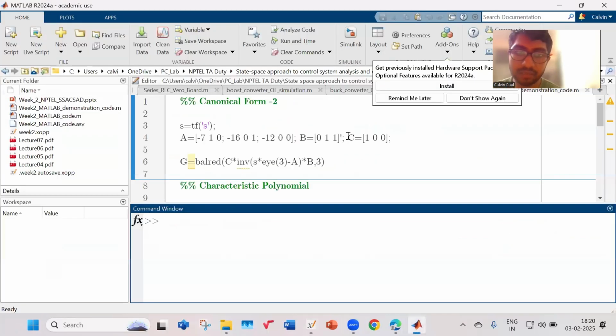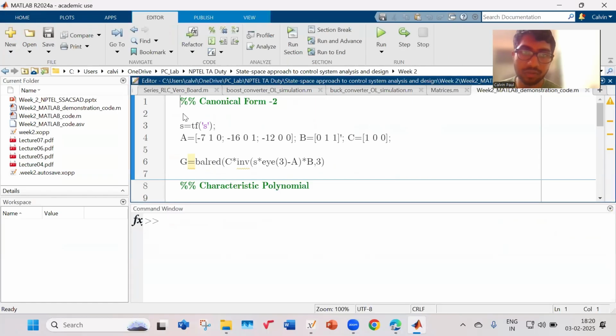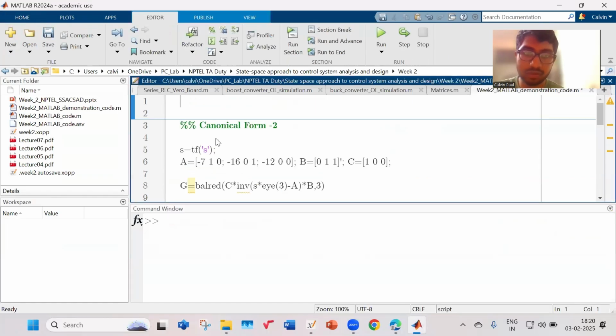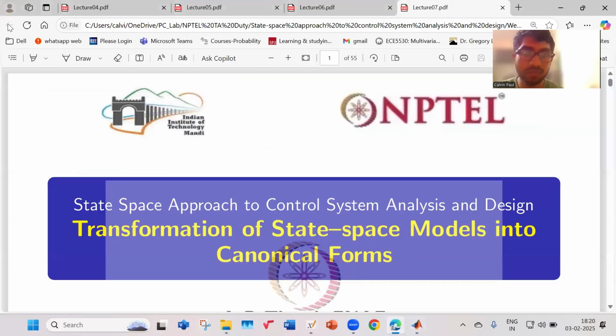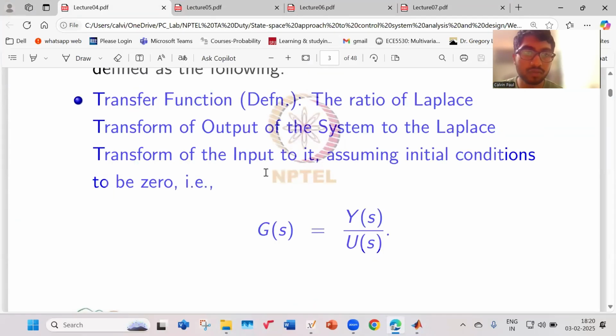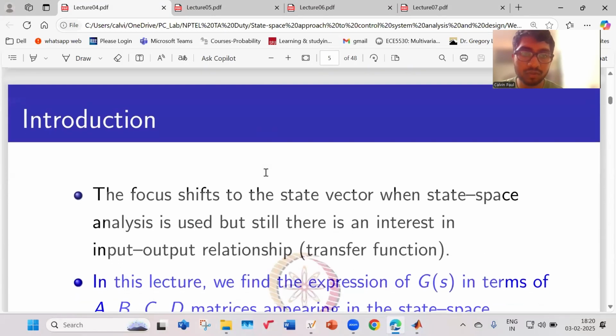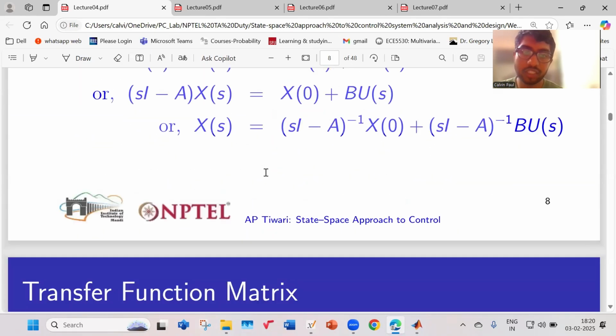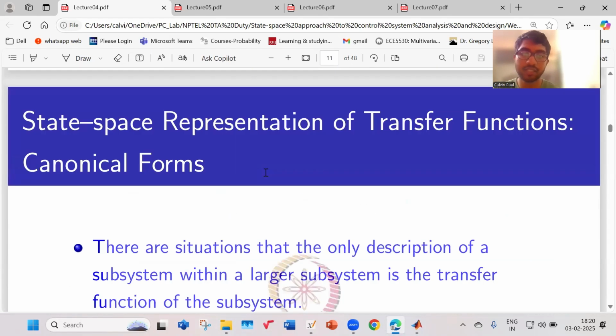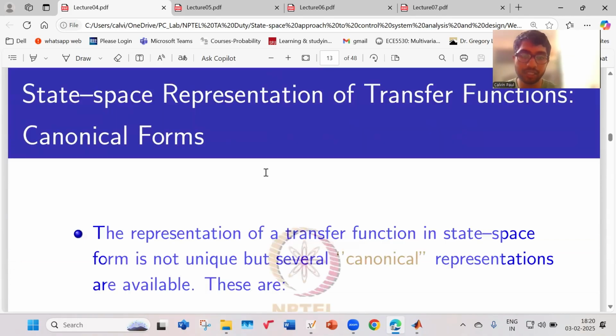Let us take an example. Okay, so sir has shown how he has converted it into the transfer function representation.